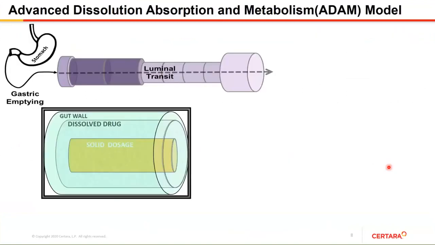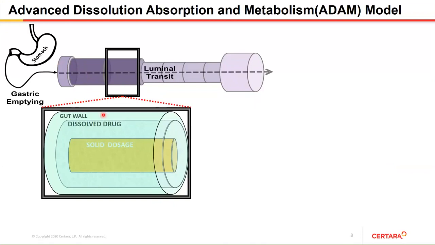So we used the Advanced Dissolution, Absorption, and Metabolism (ADAM) model in Simcyp for modeling the mechanistic absorption of ritonavir. I'm sure most of you are familiar with the ADAM model. Briefly, the gastrointestinal tract in the ADAM model is divided into 9 anatomical sections: stomach, duodenum, 2 jejunum sections, 4 ileum sections, and a colon. The drug is released and absorbed from each of these compartments.